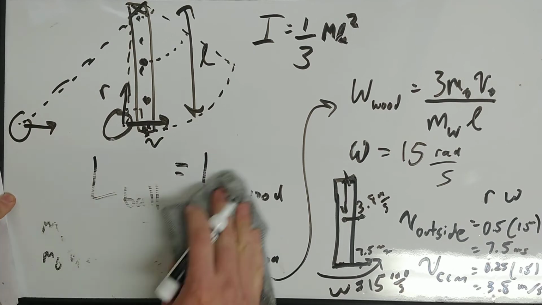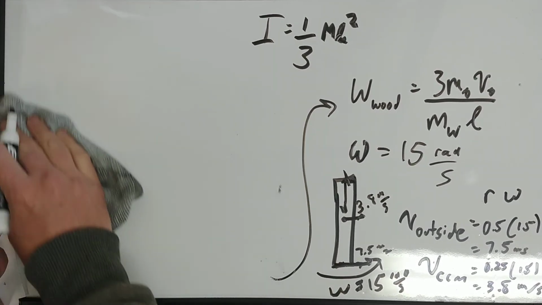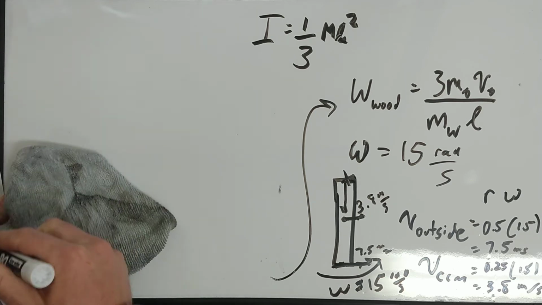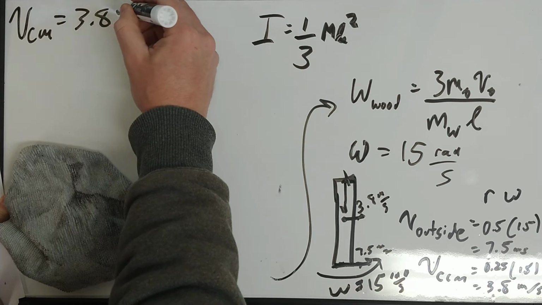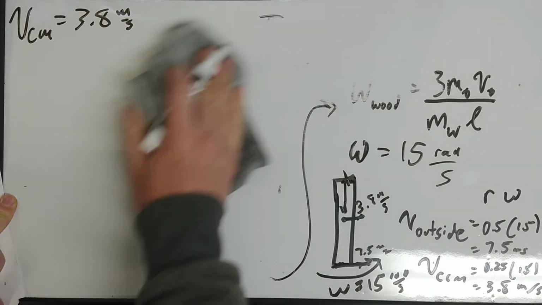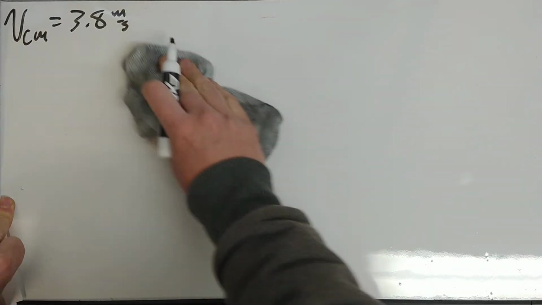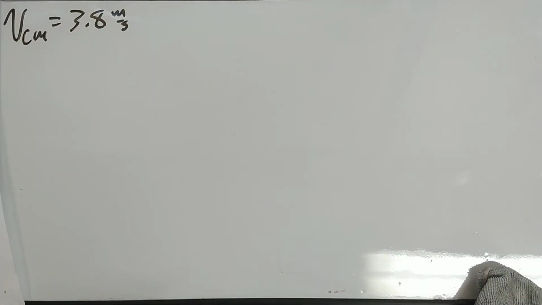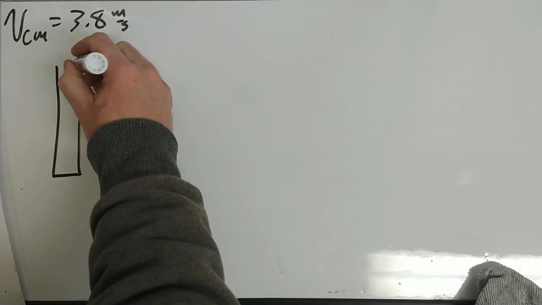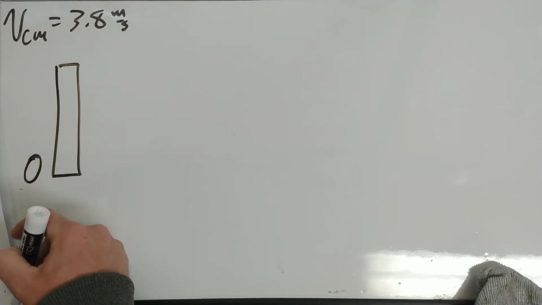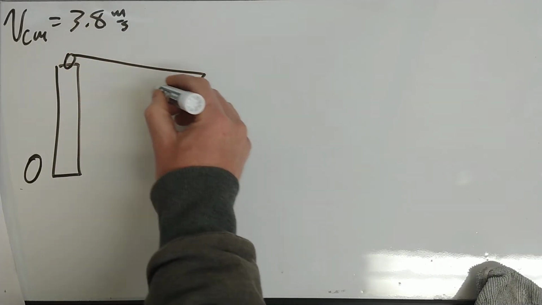So now let's figure out how we apply conservation of energy to this. The center of mass velocity here is 3.8 meters per second. Now, you would never be able to figure this problem out on your own unless you've seen it before. You have to see this problem once to be able to do it. So we can ignore the ball. The ball stopped. It's no longer part of the problem. This plank is going to swing up.